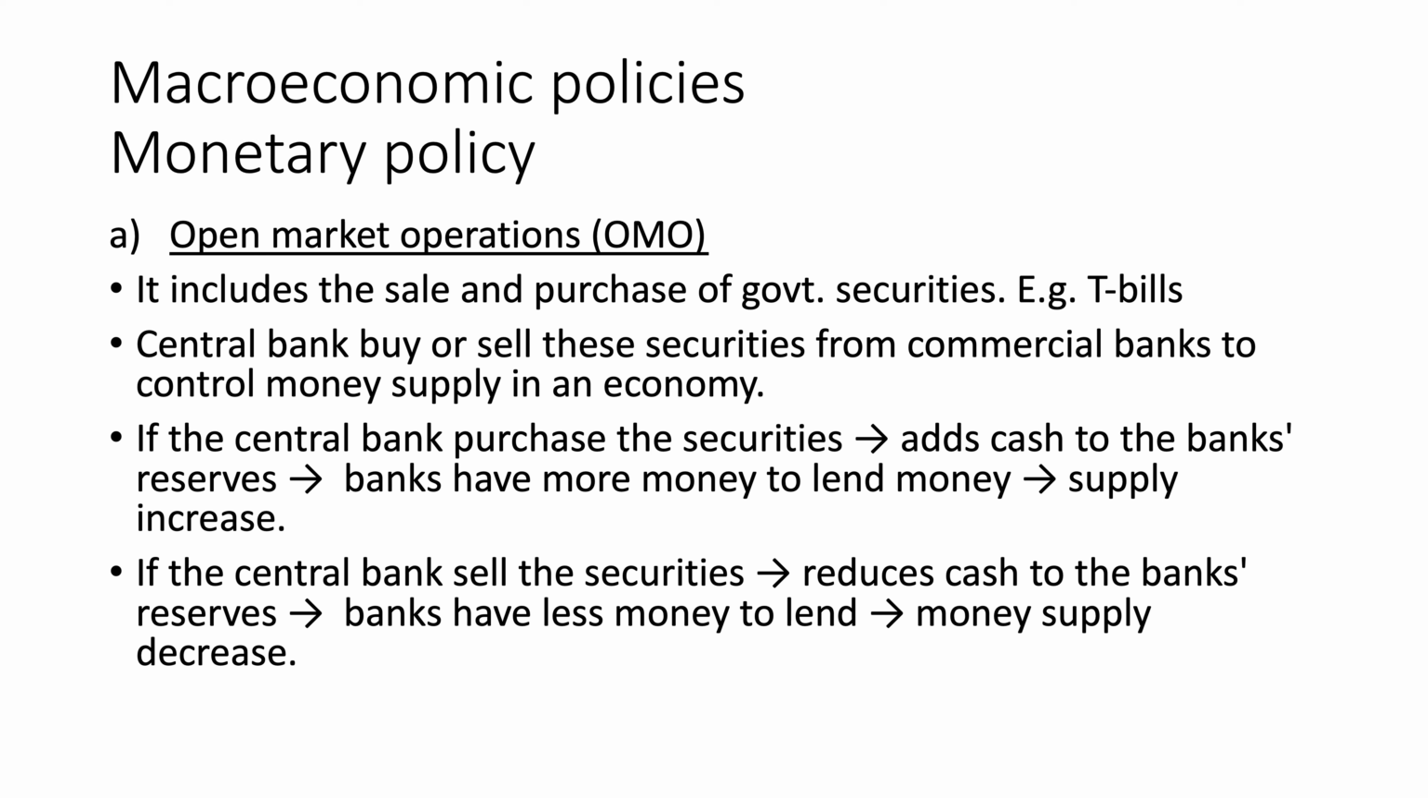On the other hand, if the central bank sells the securities, which means that now the securities will move to the commercial banks and cash will come to the central bank. That reduces the cash reserves of the commercial banks, which means that banks now have less money to lend and money supply is going to be reduced. So if we are following the open market operation technique, if the securities are being sold, then it reduces the money supply. However, if the securities are being purchased by the central bank, money supply is going to be increased.